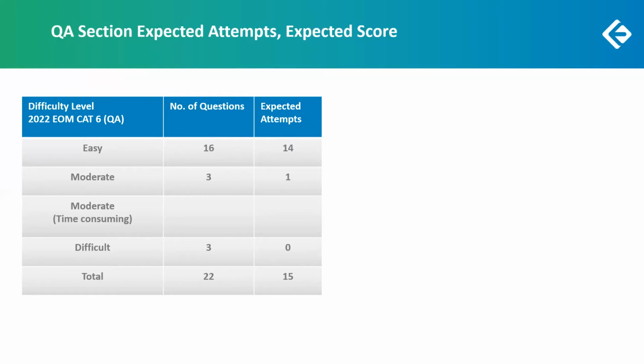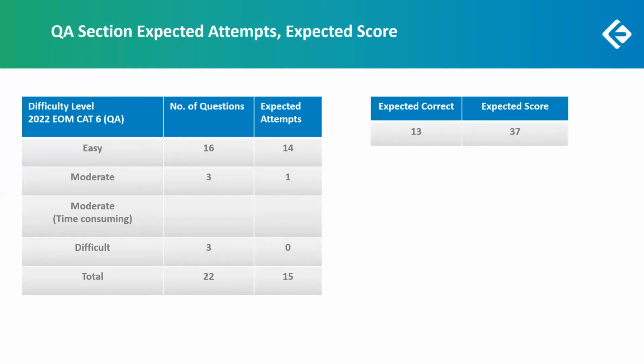And out of these 15 that we attempted, even if we had got 2 incorrect, so even if we had got 13 correct, we would have landed up with a score of 37, which is the expected score. 13 correct, so 39 minus 2 because we had 2 incorrect. So 37 should have been the expected score for the average well prepared student.